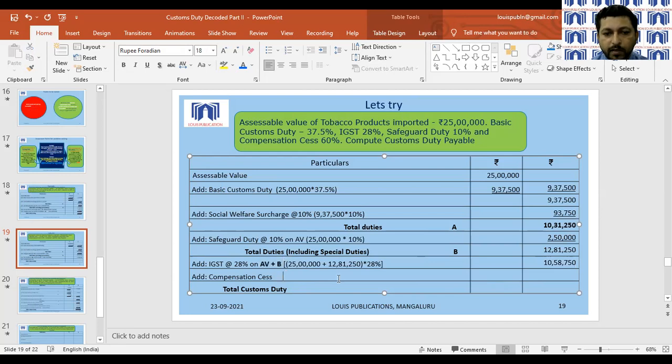Similarly, compensation cess is levied. Compensation cess at 60% is given. So again, we take 60% on assessable value plus B. We have already calculated assessable value plus B.